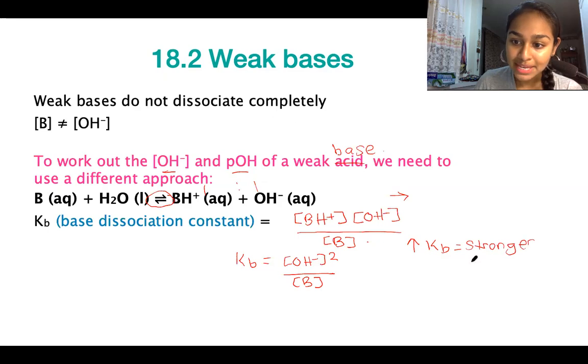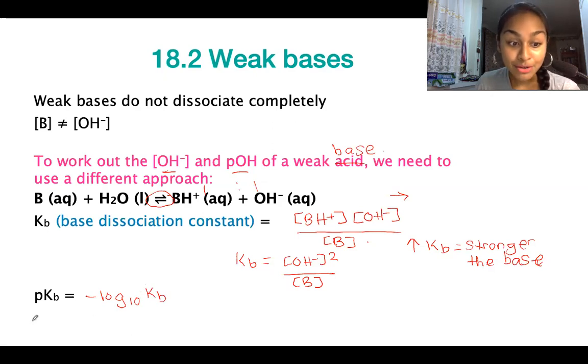Because we know that the stronger the base, the more it's going to dissociate, and therefore we're going to have a bigger value of KB. Perfect. And then last but not least, we can also derive PKB, which is also going to be minus log to the base 10 of KB. So this is going to mirror the POH scale because we're talking about bases. So it's going to be minus log to the base 10 of OH minus.